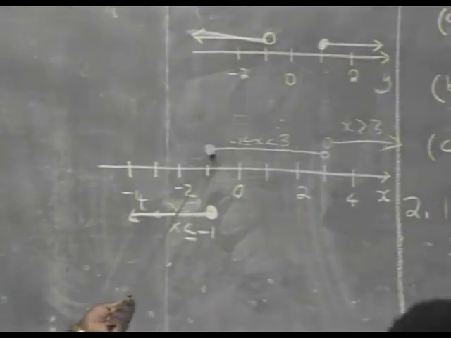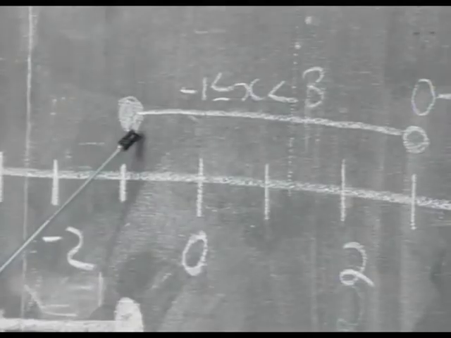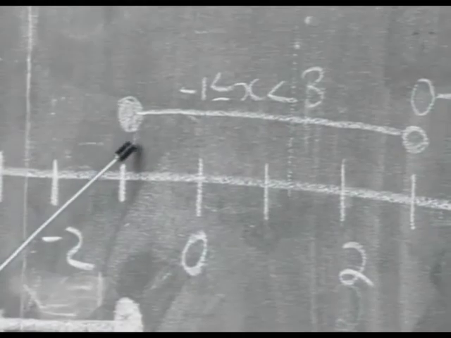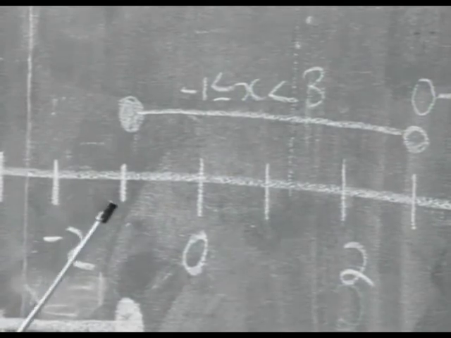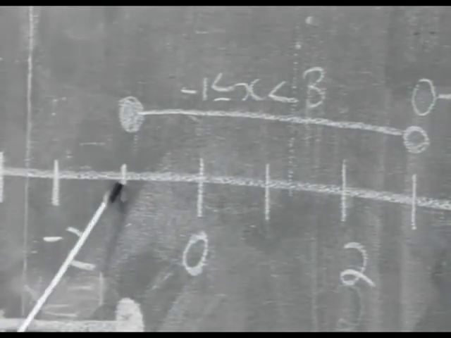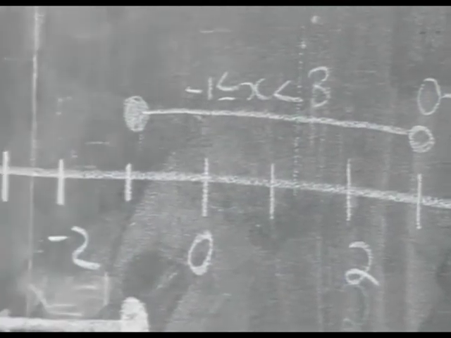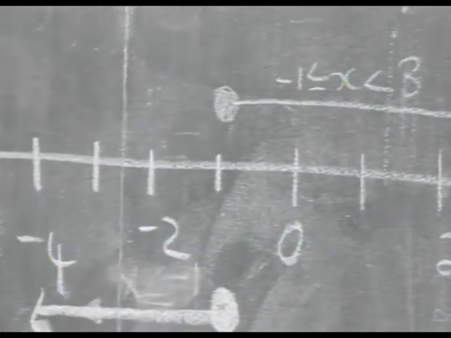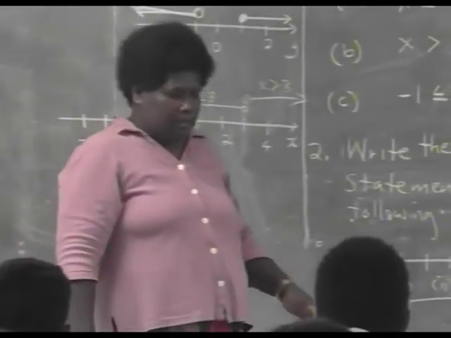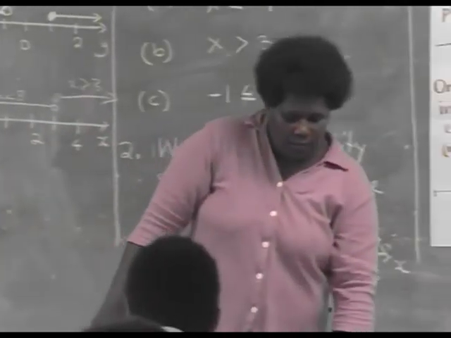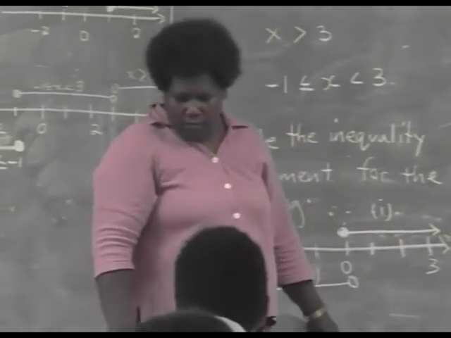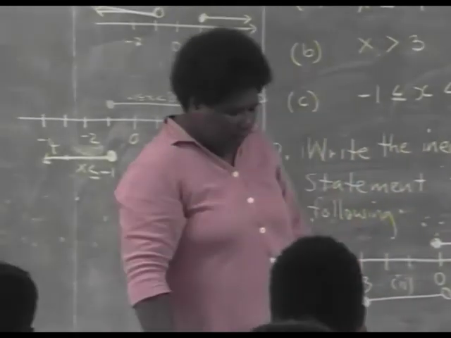And then minus 1 is less than x. Sorry, minus 1 is less than or equal to x, which is less than 3. That means the numbers will be between minus 1 and 3. Note that includes all the decimals between those numbers as well, not just the whole numbers. Please take note. Okay. I'll go to the next one quickly.